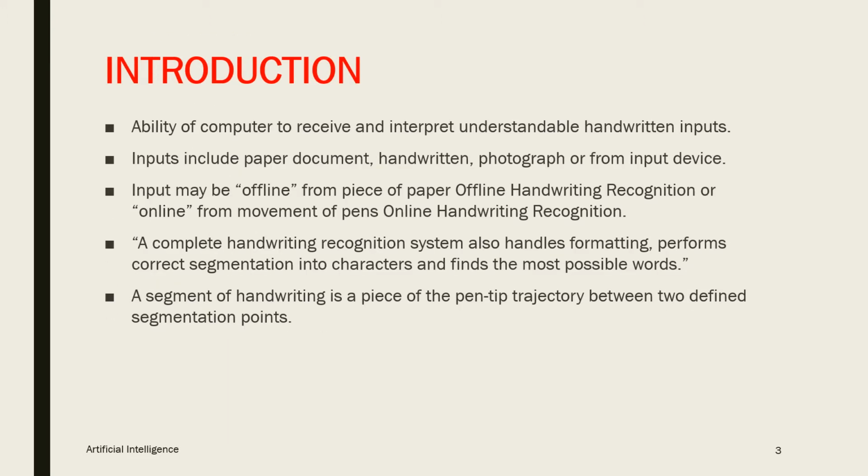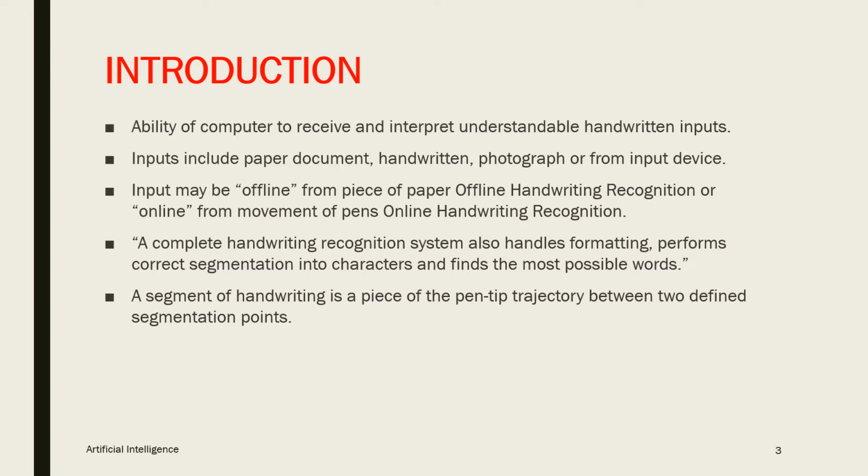Let's start with an introduction. Ability of the computer to receive and interpret understandable and written inputs. Inputs include paper document and written photograph or from input device. Input may be offline from piece of paper, offline handwriting recognition, or online from movement of pens, online handwriting recognition.